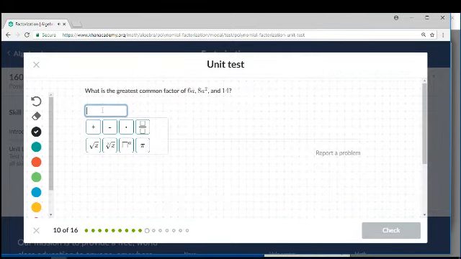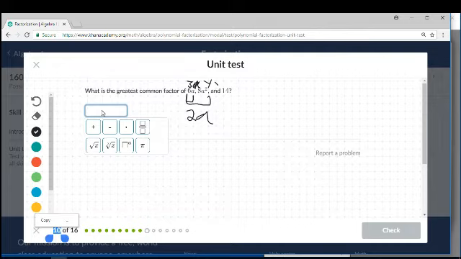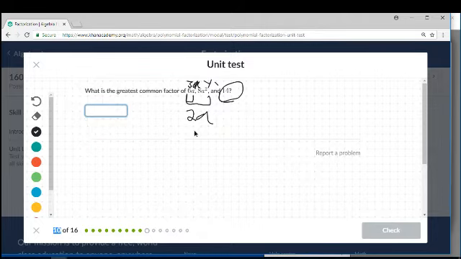Greatest common factor of 6a, 8a squared, and 14. Well, the greatest factor here is going to be 2a. So that will give us 3a. So that would just give us 3 and 4a. But here, there's no a, so the only factor here is going to be 2.